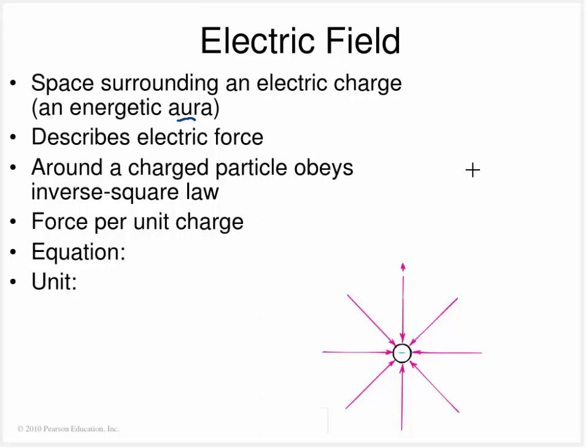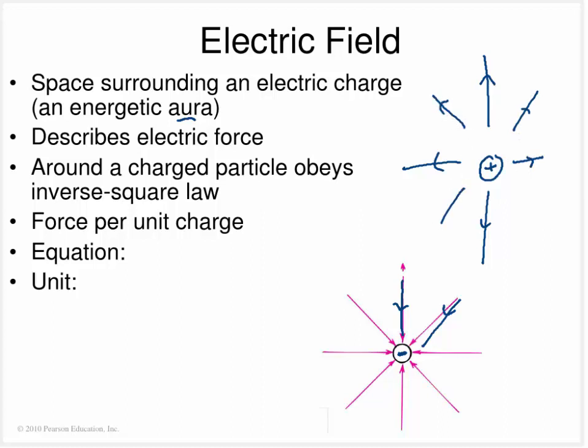Now, the way that we draw this is if we have a negatively charged particle, then we're going to say that the field is going to point towards it. And if we had a positively charged particle, then the field is going to point away from it. And it's going to be radial away, the way that I'm drawing right here, pretty much in all directions.